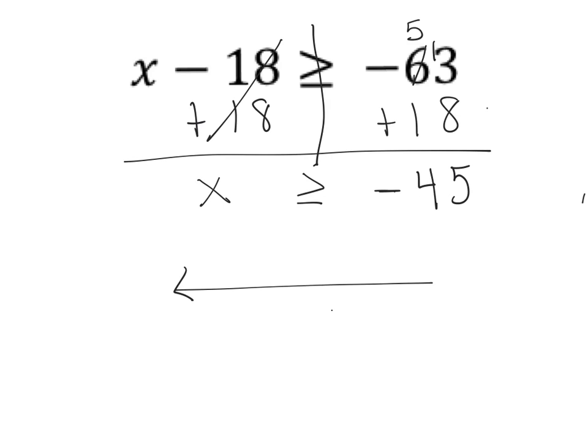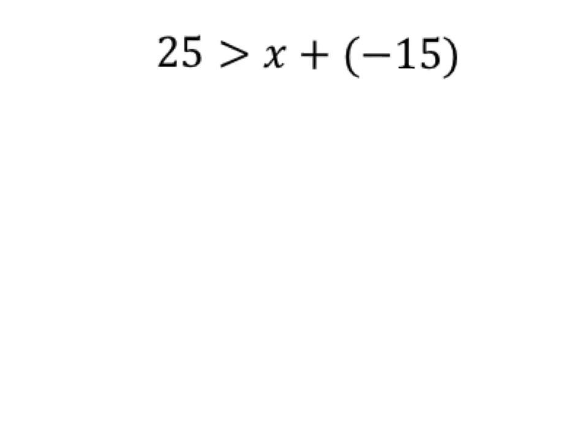Don't forget, when we have inequalities, we need to graph them. So I'm going to put negative 45, then negative 44 on this side, negative 46 over here. This is going to be a closed circle because it has the equal to on it. And then it says that the x is greater, so I'm going to go to greater numbers.